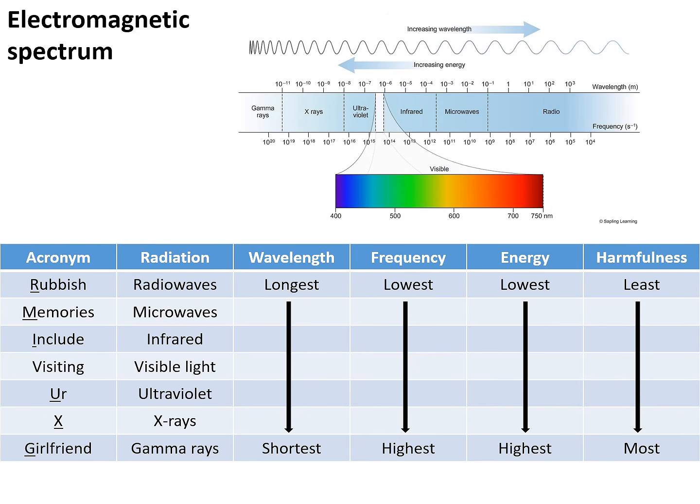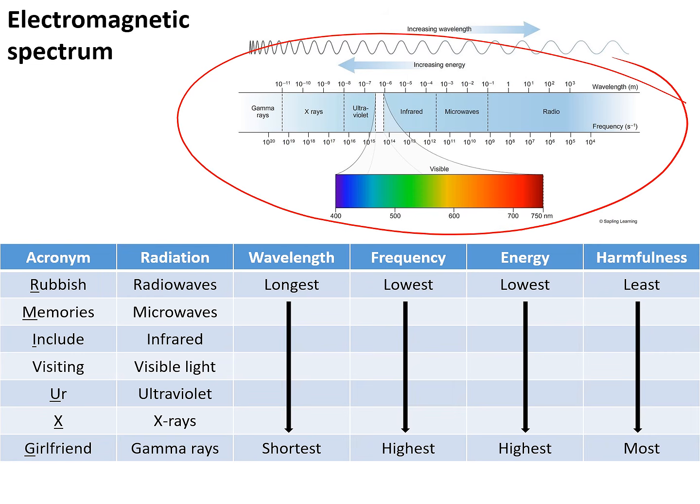The electromagnetic spectrum tells us the full range of types of radiation, and that is radio waves, microwaves, infrared, visible light, ultraviolet, X-rays and gamma rays, and we can remember them in order with the acronym: Rubbish Memories Include Visiting Your Ex-girlfriend, so R, M, I, V, U, X and G. That is in order from longest to shortest wavelength, lowest to highest frequency, lowest to highest energy, and least to most damaging.